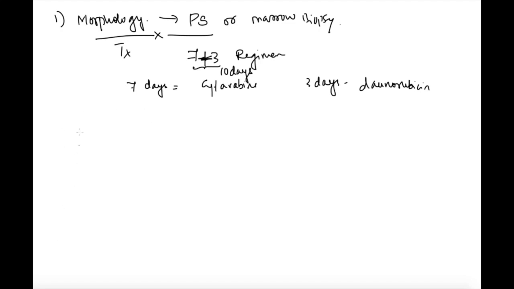Now, what is the side effect of using daunorubicin? This will cause cardiomyopathy. And both will have dose-related bone marrow suppression. There will be bone marrow suppression. Now, what is the importance of this? I've started the patient on this treatment, and within 3 weeks, around 80% of patients will respond.